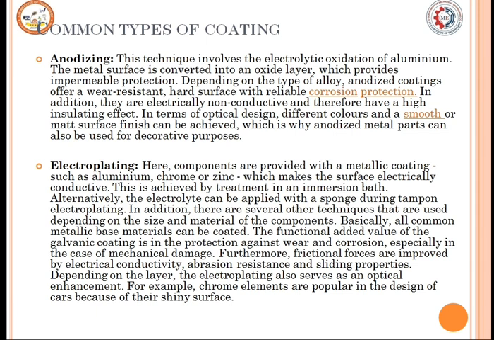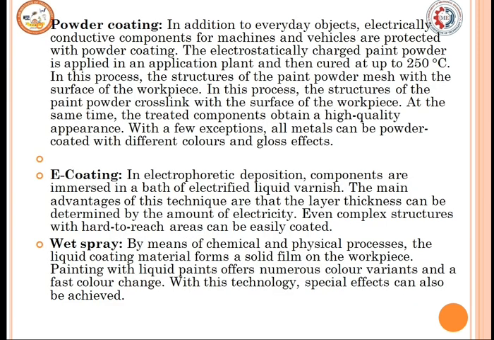A functional added value of galvanic coating is protecting against wear and corrosion. So like this, different types of coating can be done. When we do powder coating, electrically conductive components for machines and vehicles are protected with powder coating. All vehicles we use are powder coated, where electrostatically charged paint powder is applied on the application front and cured up to 250 degrees centigrade. Once it is done, the life of the paint will be more.